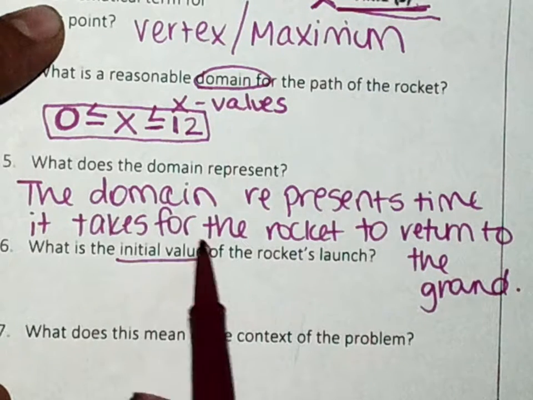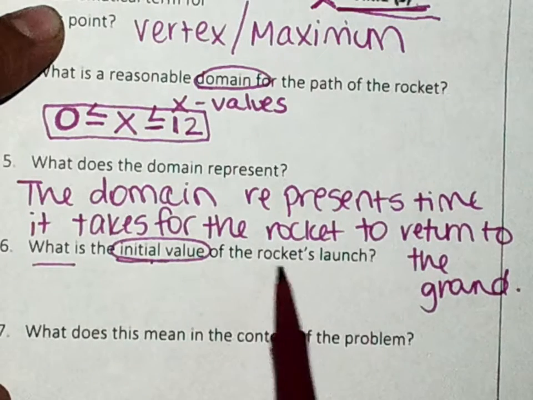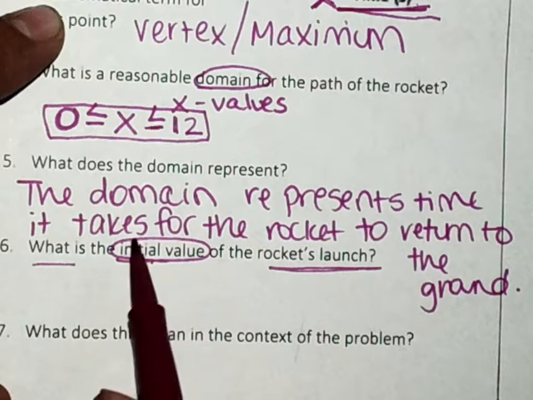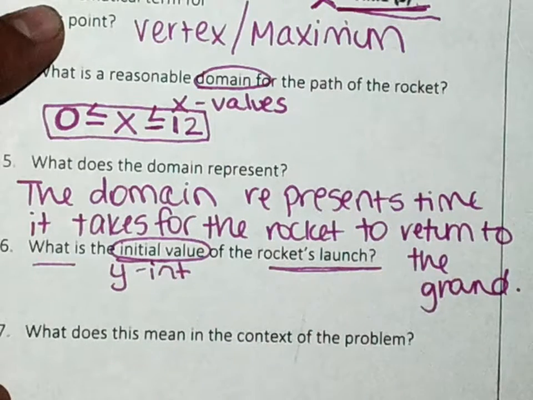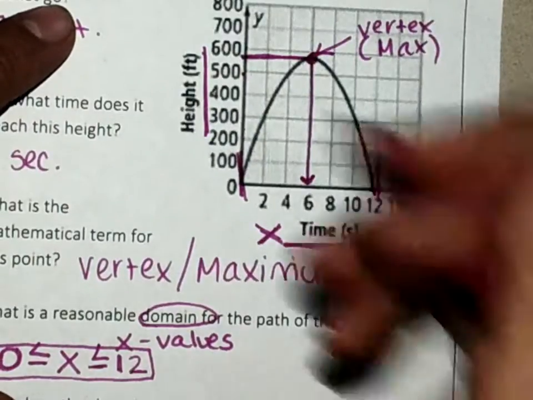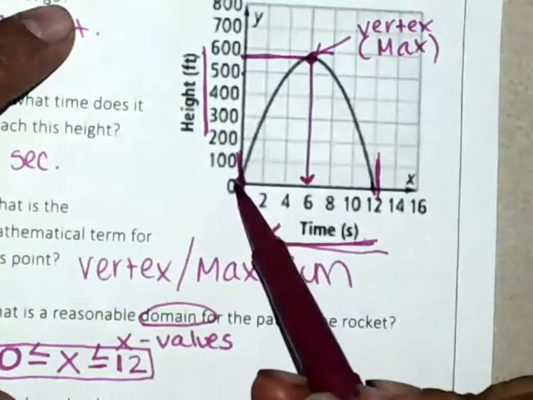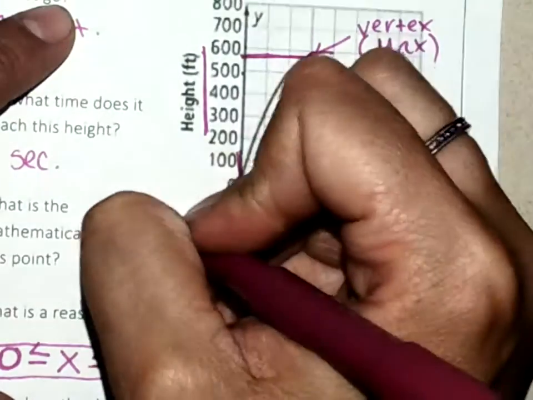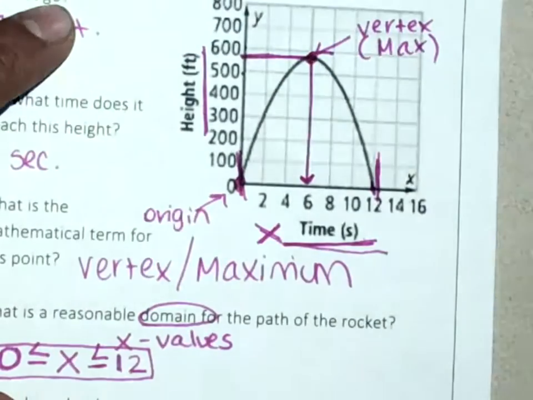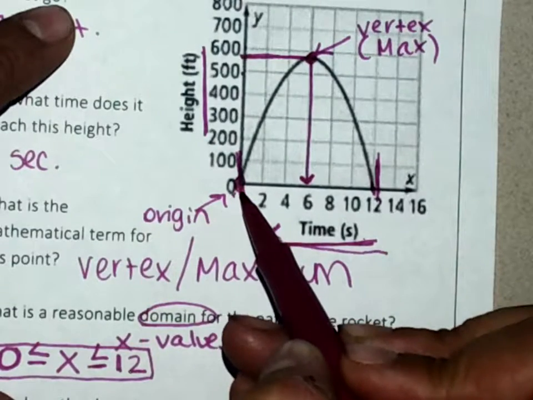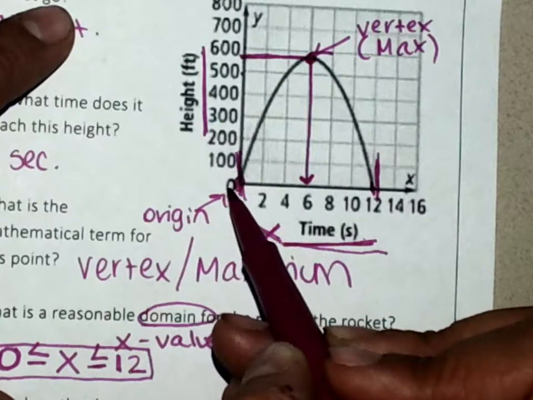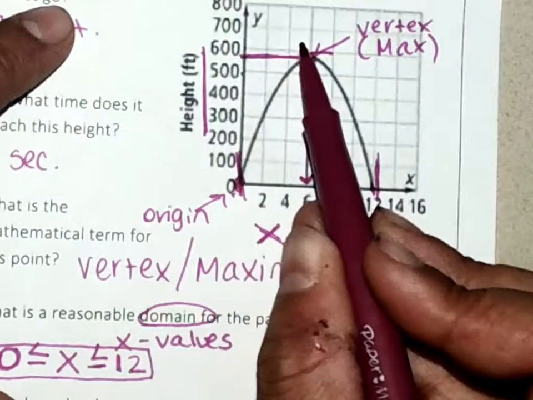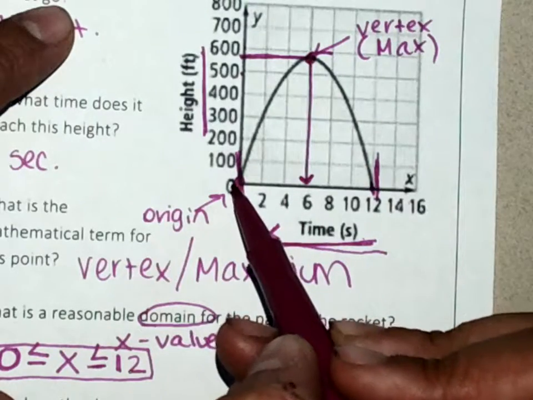The initial value. What is the initial value of the rocket's launch? Well, we know that initial value is synonymous with y-intercept. So we're going to go to our graph and look at where does our graph touch the y-intercept? Well, our graph starts at 0, 0, right at the origin. This means that at 0 seconds, the rocket has a height of 0, which makes sense. We haven't started yet, so the rocket hasn't started launching. It's going to be at 0 feet when it is at 0 seconds.